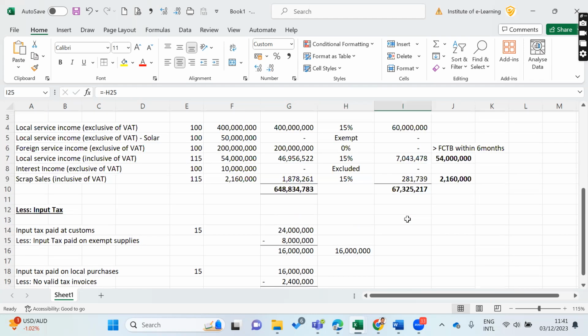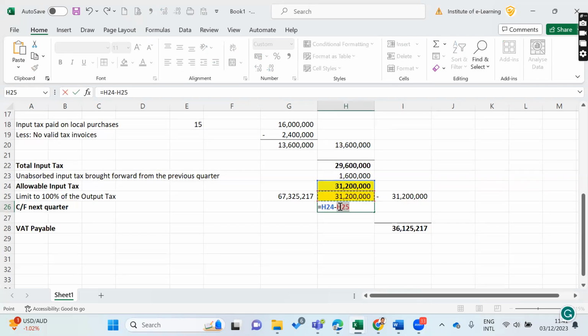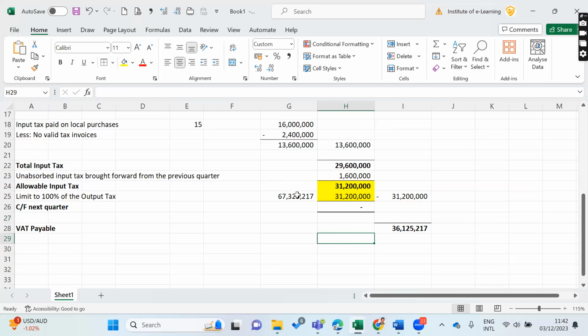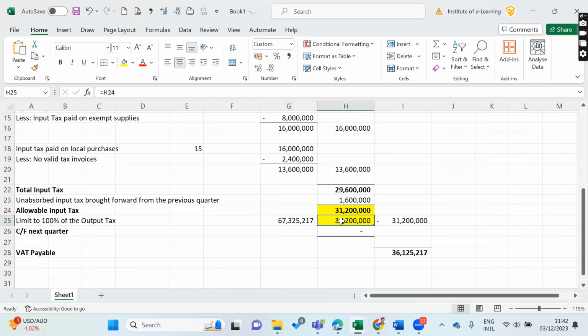Likewise, you will end up with nothing carried forward. Here it will be at 0 because 100% of the output, yes, 67 outputs are there, you can claim the entire input. Because there is 67, if you have input of 31, you can claim all 31, and a refund situation arises.